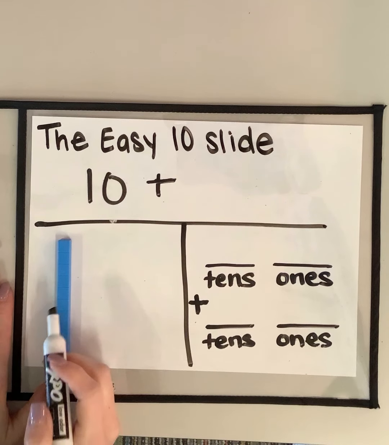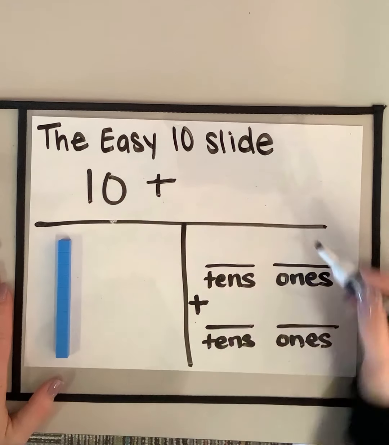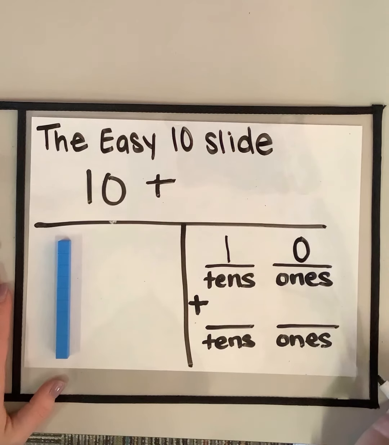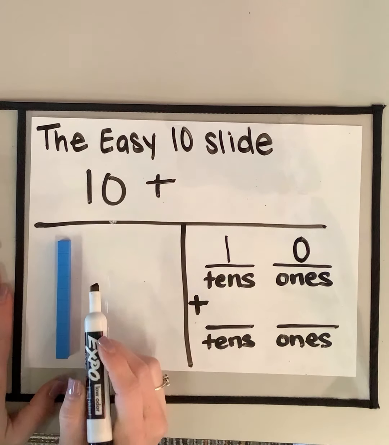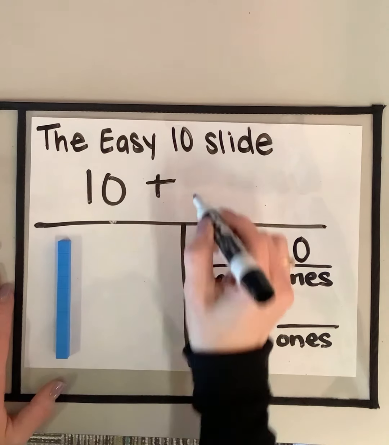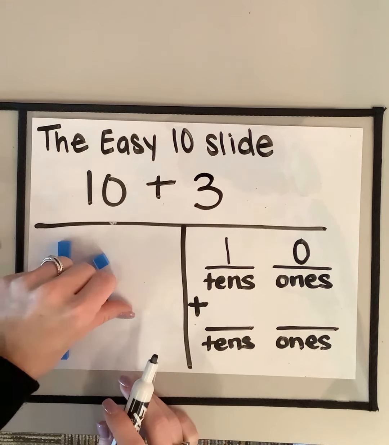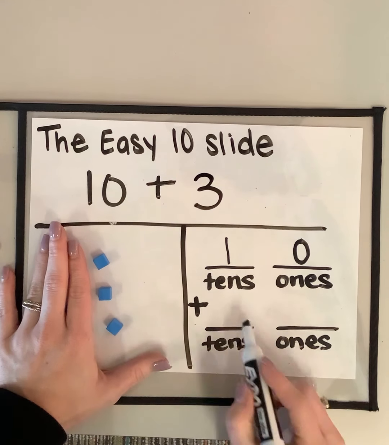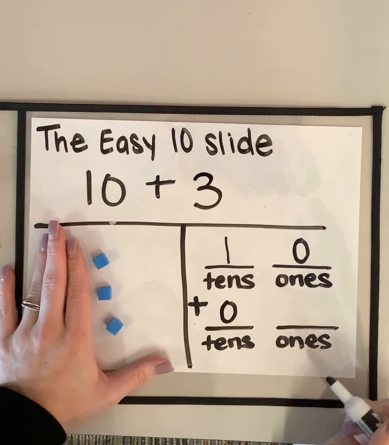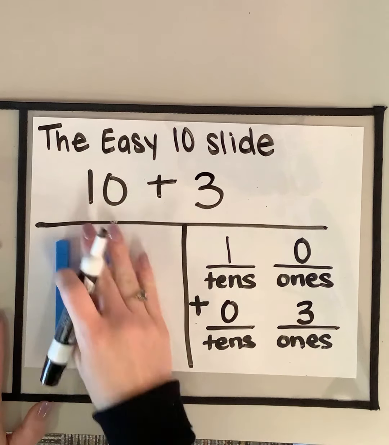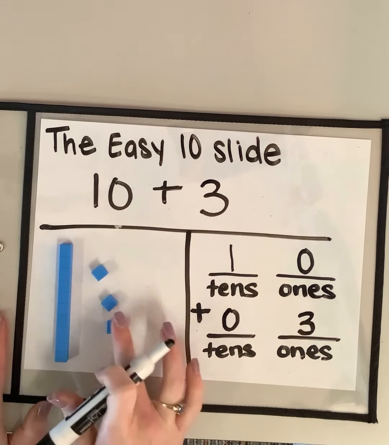If I'm starting with the number 10, I know that I have a 1 in the tens place and a 0 in the ones place. Say I'm adding 10 plus 3. When I add 1, 2, 3, I know I have a 0 in the tens place and I have a 3 in the ones place. It goes from 10 to 3 more.